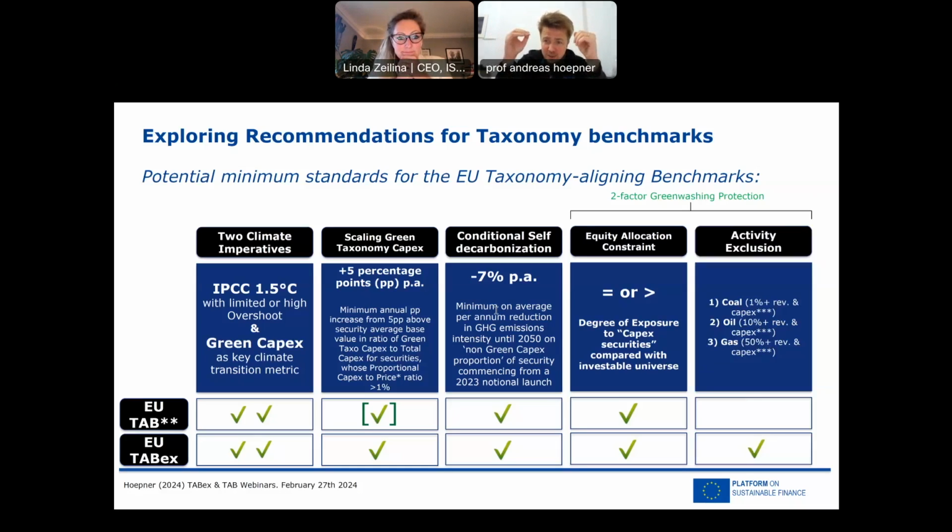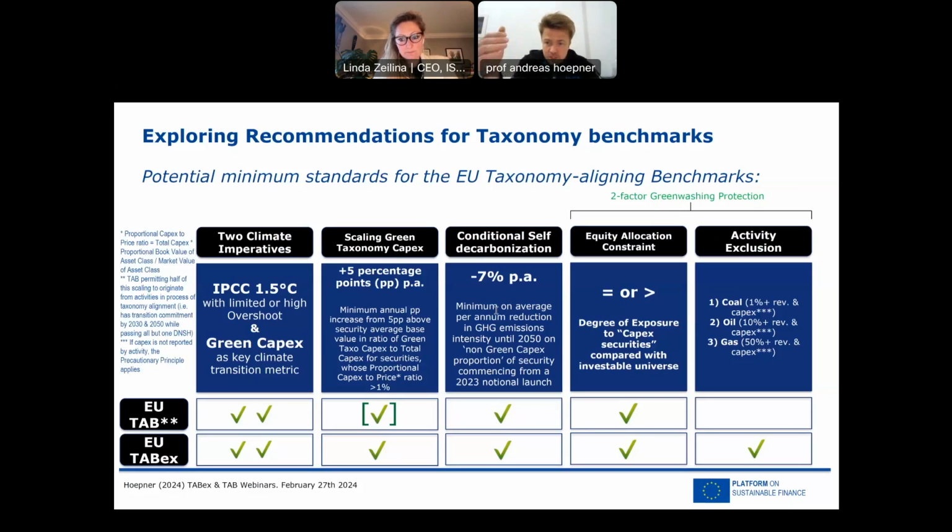So in essence, you're excluded if you're exceeding the 1% threshold from coal on both revenue and CapEx. You're excluded if you exceed the 10% threshold from oil on both revenue and CapEx. And you're excluded if you exceed the 50% threshold from gas on both revenue and CapEx, which in turn means if your CapEx is below the threshold, although your revenue is above, so historically you've been a not particularly good company, but in the future you actually really invest in green, for instance, then you're fine. But you have to report that yourself.